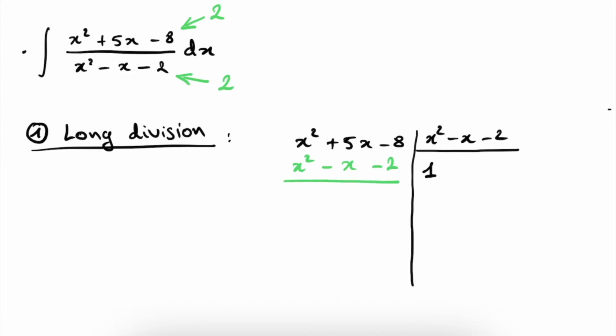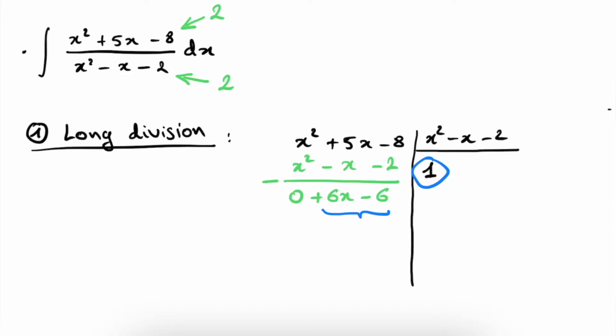And then we subtract these two polynomials from each other and we'll get the result 0 plus 6x minus 6. And thus our result is 1. And our rest term is 6x minus 6.